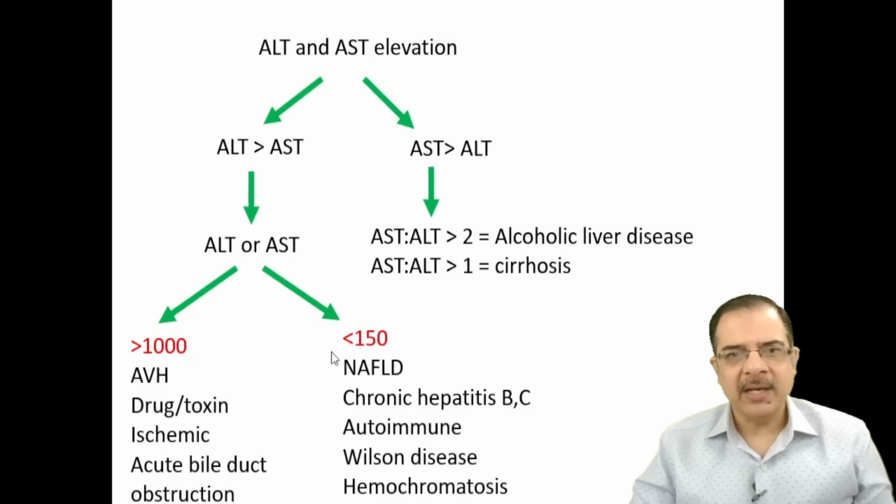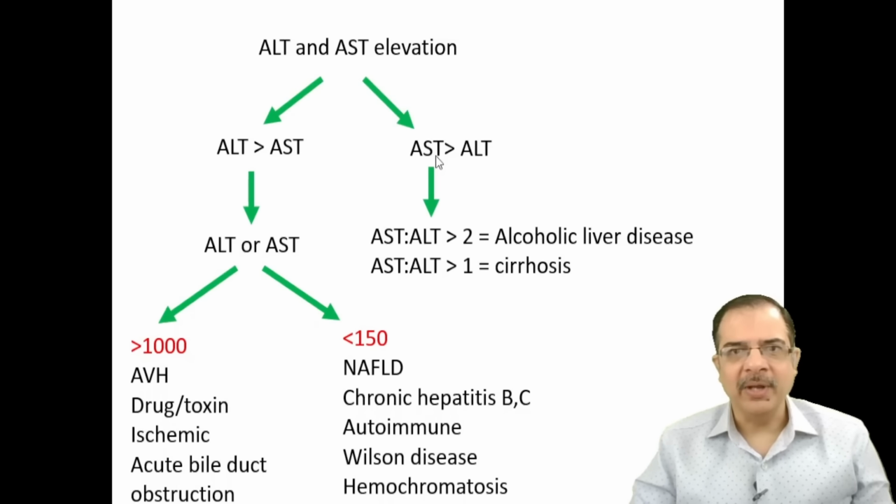If the levels are raised to less than 150, that is 5 times the upper limit of normal, then it could be chronic liver diseases like non-alcoholic fatty liver disease, chronic hepatitis B or C, autoimmune hepatitis, Wilson disease, hemochromatosis. So in all these conditions, ALT will be more than AST.